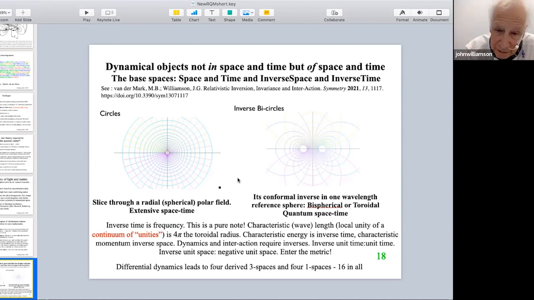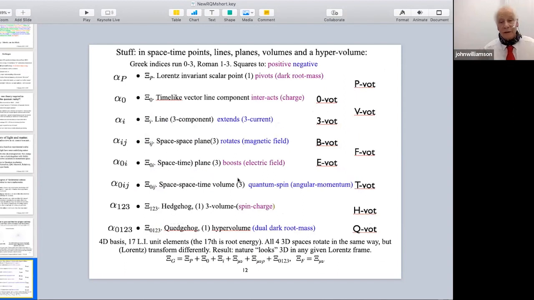Now, as I've said before, the differential dynamics leads to 4 derived 3 spaces and 1 and 4 derived 1 spaces, 16 spaces in all. What I want to do is, for those of you who are not familiar with the Clifford algebra Cl(1,3) or with Dirac algebra, the Clifford algebra Cl(1,3) is isomorphic to one of the two Dirac gamma, the most used gamma matrix algebra. I know there's more than one, but it's isomorphic to the gamma matrix algebra, which is used in high energy physics. And it's often called the Clifford-Dirac algebra for that reason.